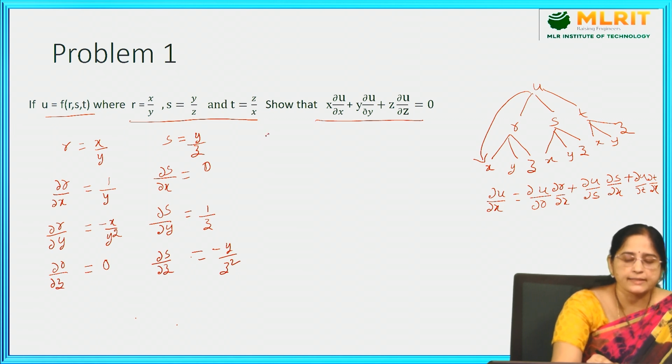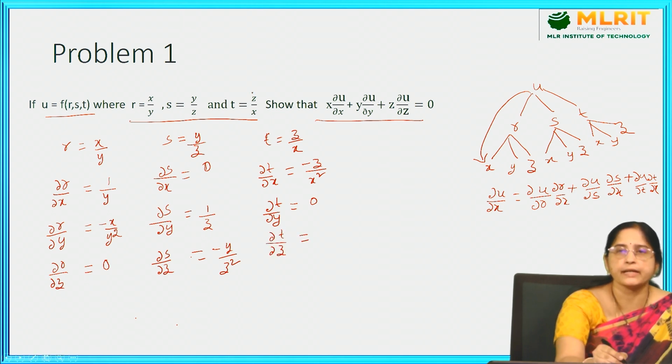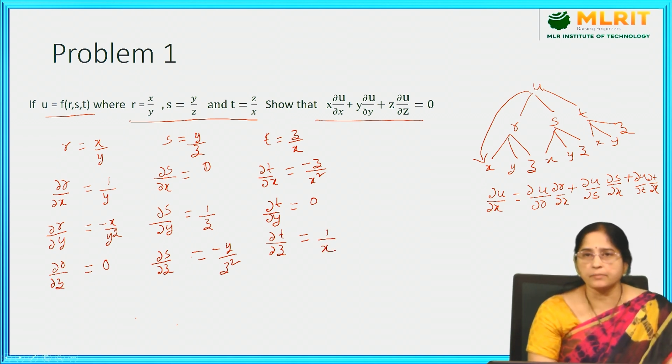So dou s is t equal to z by x. So dou t by dou x: derivative of 1 by x is minus 1 by x square, that is minus z by x square. Dou t by dou y: there is no y term, so dou t by dou y is 0. Next, dou t by dou z: derivative of z is 1, so 1 by x. We are calculating all the partial derivatives.